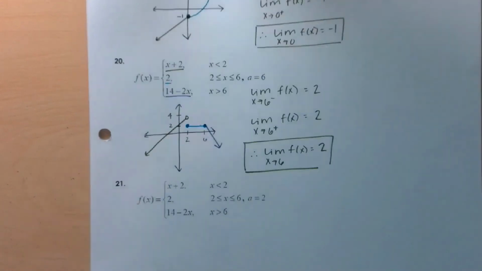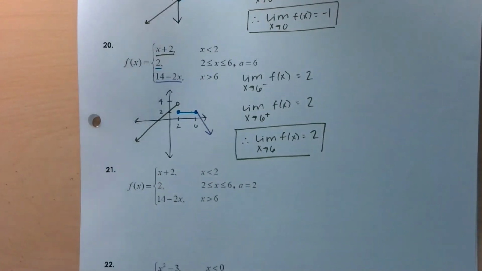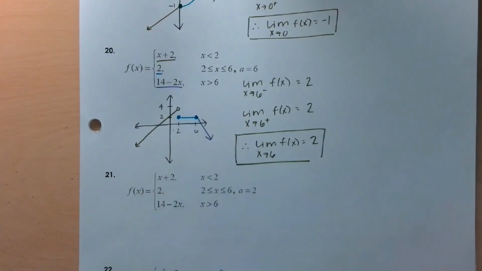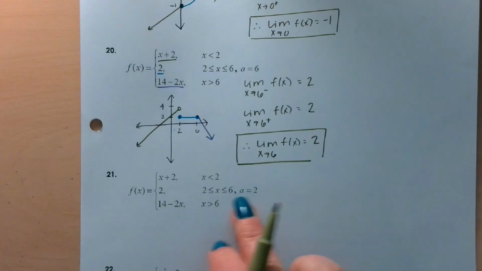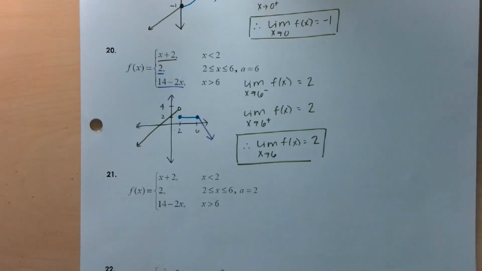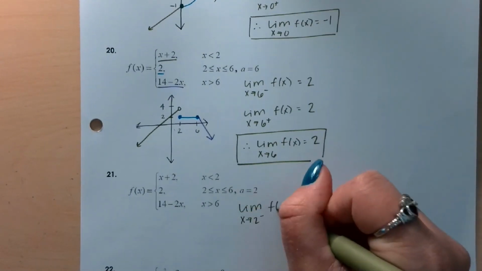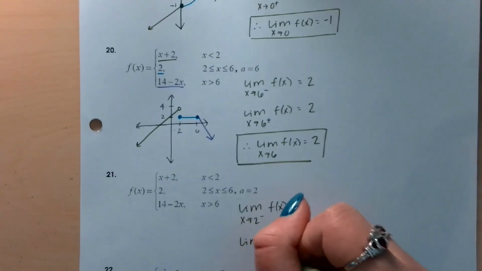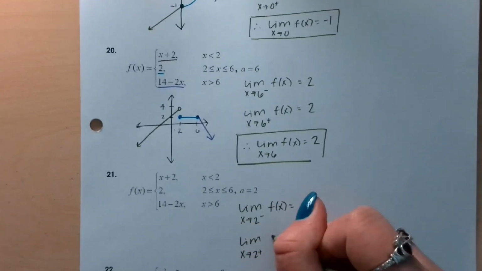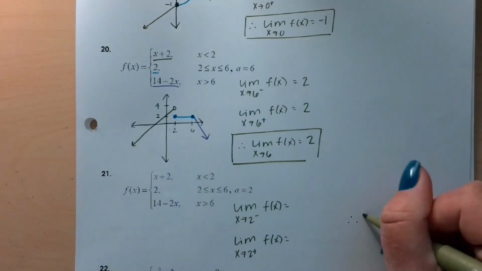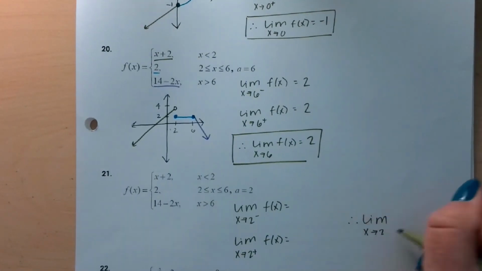So the function for number 21 is actually the exact same, so I'm not going to bother redoing the graph. We're just going to look at it right here. So we want to find, but this time we want to approach 2 instead of 6, right? So we can find the limit as x approaches 2 from the left of f of x, the limit as x approaches 2 from the right of f of x, and then we'll know what's going on with our limit as x just approaches 2. If it exists, if it doesn't, all of that.